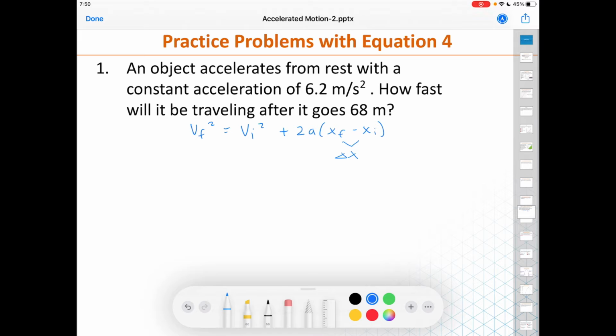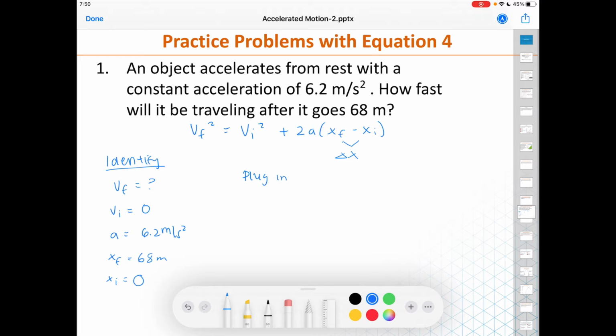We can identify all of our information, and we have the final velocity, which is what we're trying to find. How fast is it going at the end of the distance? Initial velocity, it tells us that the object started from rest, so it will be 0. Then we have the acceleration, which is 6.2 meters per second squared. And then the last thing to figure out is the final position and the initial position. You can think about it as displacement and put in the 68. But the reason that works is because we can assume that it had a 0 initial position, meaning it traveled a final distance of 68 meters.